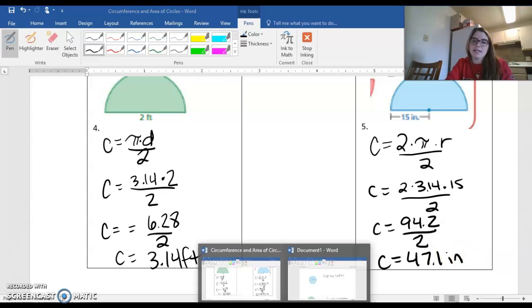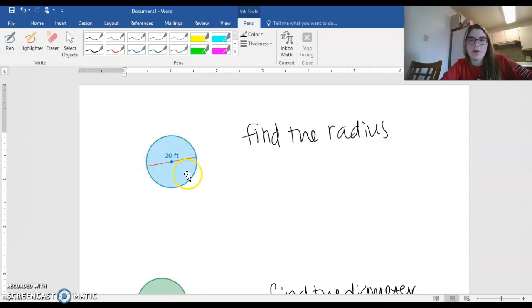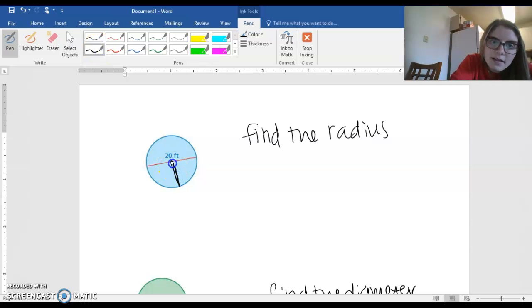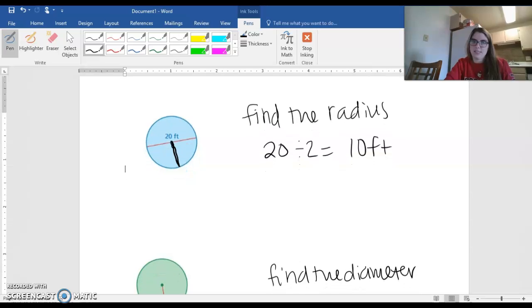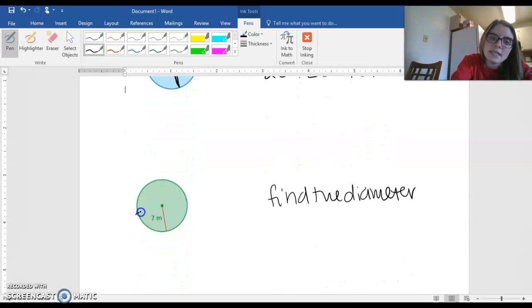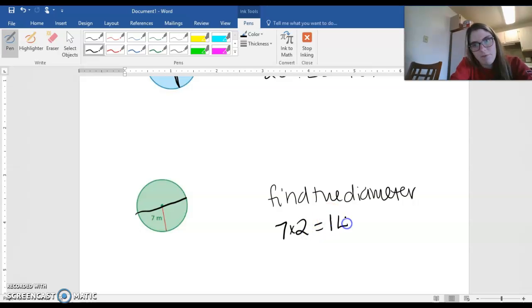Another part of your assignment is going to ask you, they're going to give you a circle. So let's say they give you this circle right here, and they give you the diameter and they say find the radius. So you remember the radius is only going to be half of the diameter. So I would take 20 divided by 2, and that's going to give me 10 feet. So the radius would be 10 feet. On the next one, they give us the radius, and they want us to find the diameter, so all the way through. So if halfway through is 7, 7 times 2 is going to give me 14 meters.